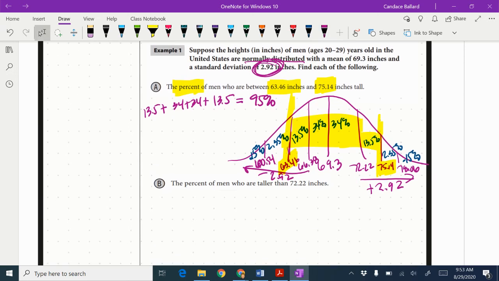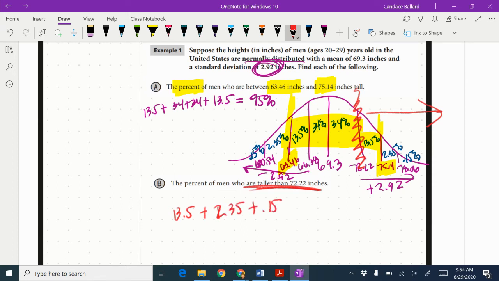All right, then the next question in B is asking us to find the percent of men that are taller than 72.22. So I'm going to find 72.22. It's right here. I need everybody taller, so I'm going to add up the numbers that are to the right. 13.5 plus 2.35 plus 0.15. And when I add those up, I would get 16%.